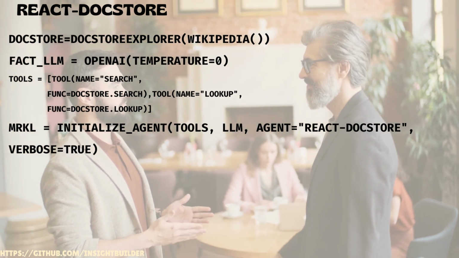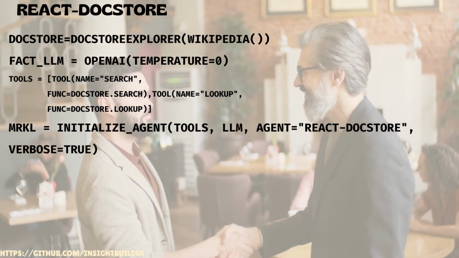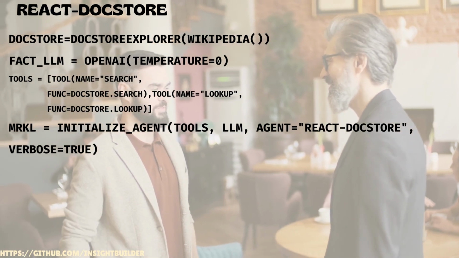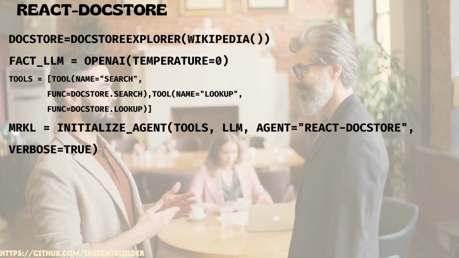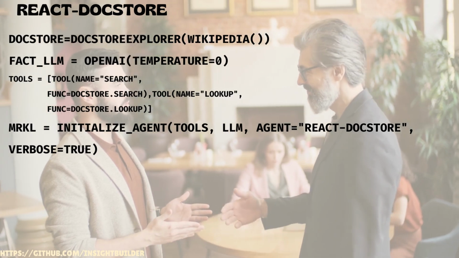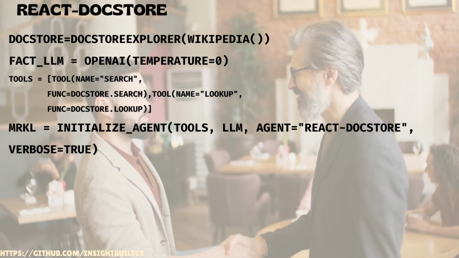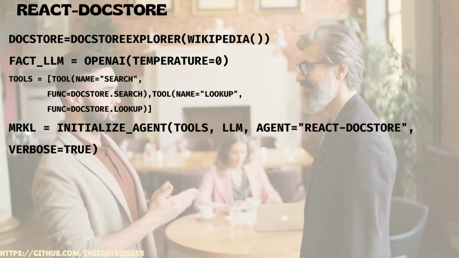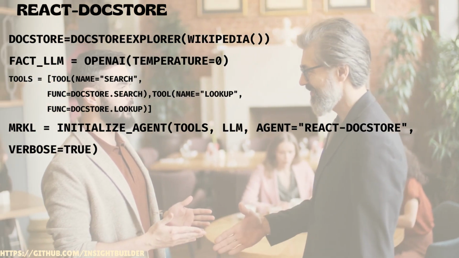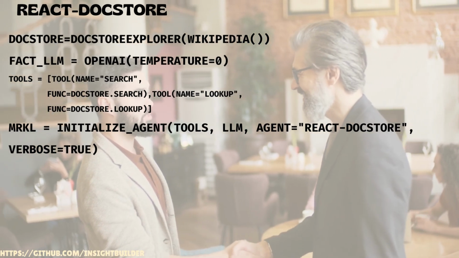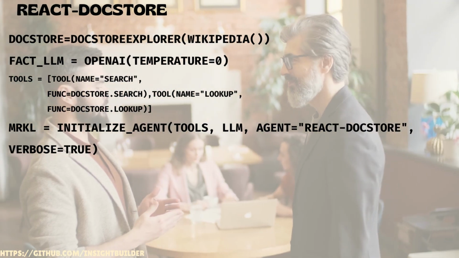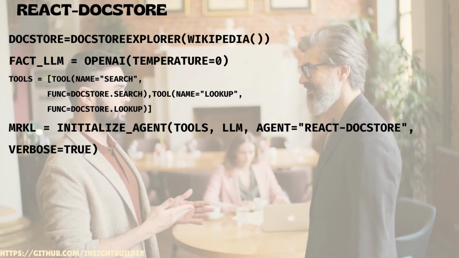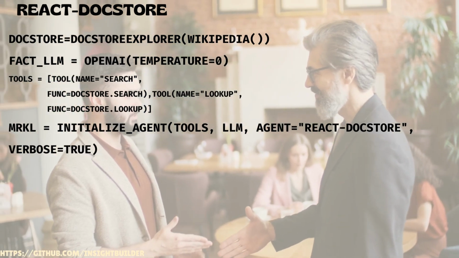So here, in case of React Doc Store, you don't see the name and the description in the tool. You see only the name, and there are two names, that is Search and Lookup. That is how you have to build a React Doc Store agent. If you build it with name and description, this React Doc Store agent will reject it because it will not be able to parse it. This is one of the important aspects of how they are building the tools.